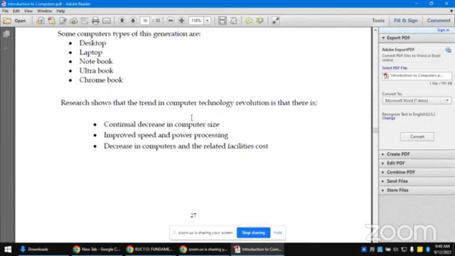So it is noted that the computer continually decreases in size, then improved speed and processing power, then a decrease in the cost of computers and related facilities. So you have to note that.